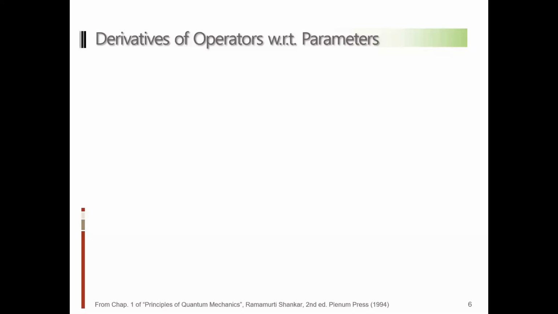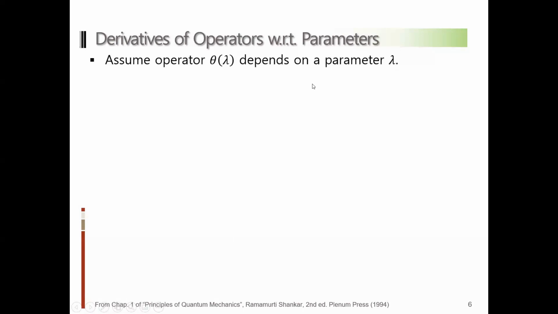Up to this point, we discussed the function of operators. Then we might also consider the derivative of the function of the operators. So assume that some operator depends on some parameter lambda. So this operator is a function of this lambda. Then how can we find out the derivative of this operator with respect to this parameter?